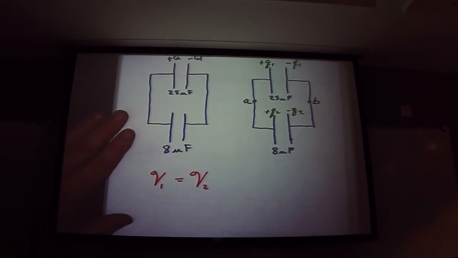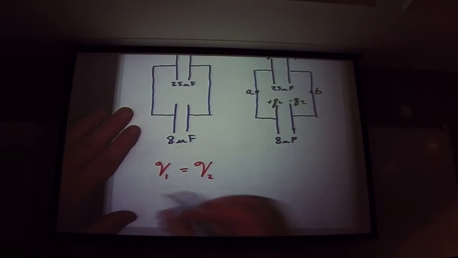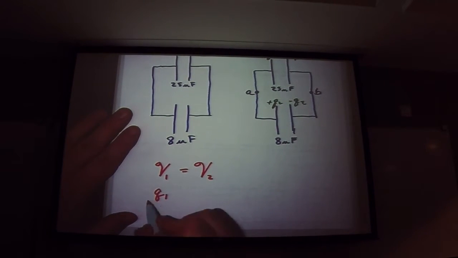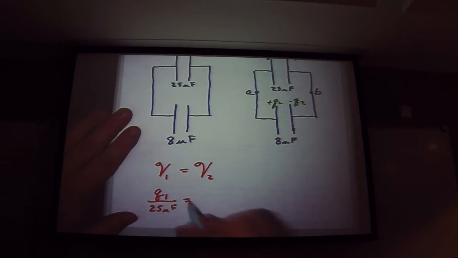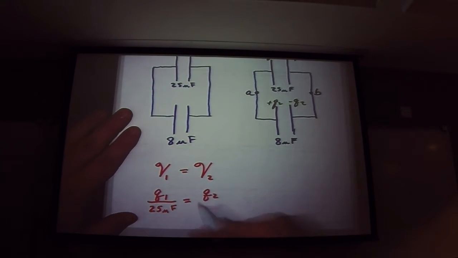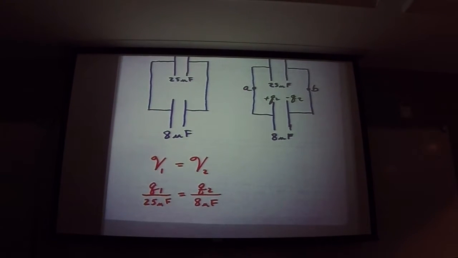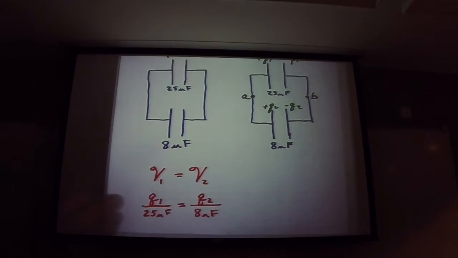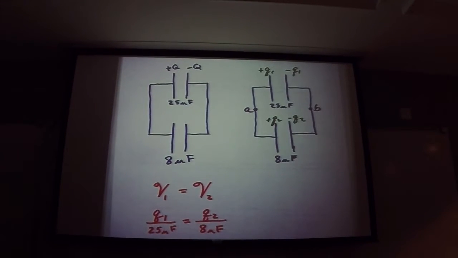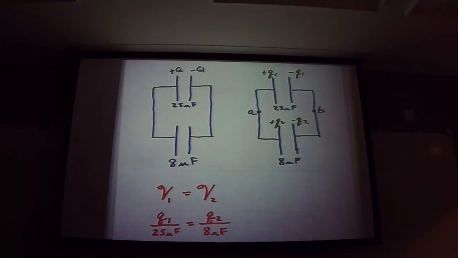All right, now, what we have is Q1 over C1, and C1 is 25 microfarads, has to equal Q2 divided by 8 microfarads. So we can solve for Q, well, I can't just yet. I've got one equation and two unknowns.